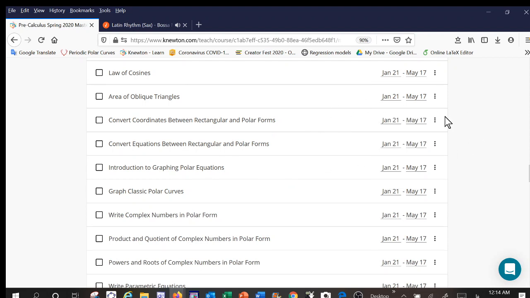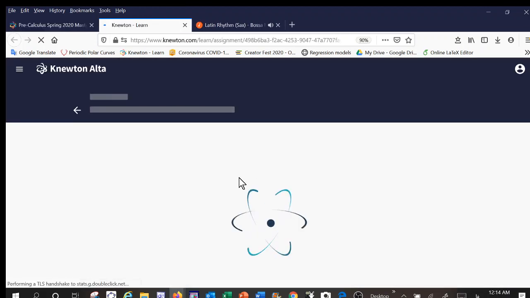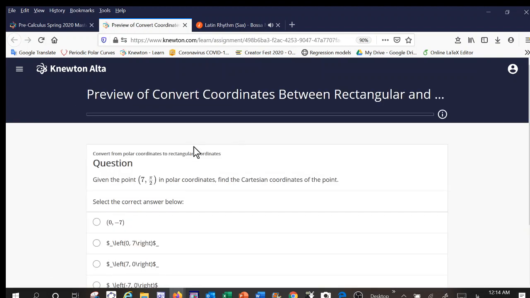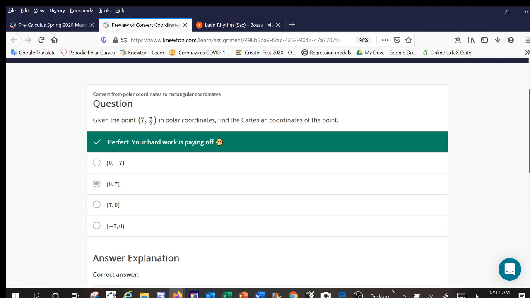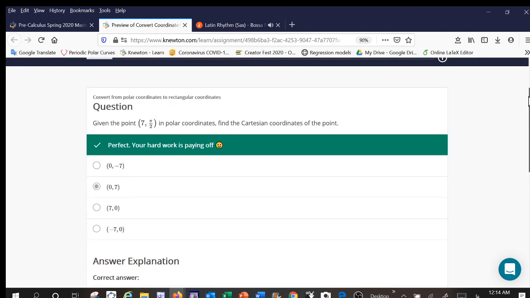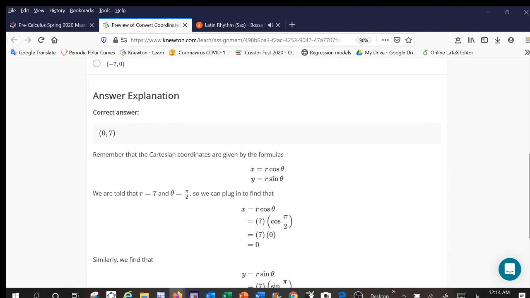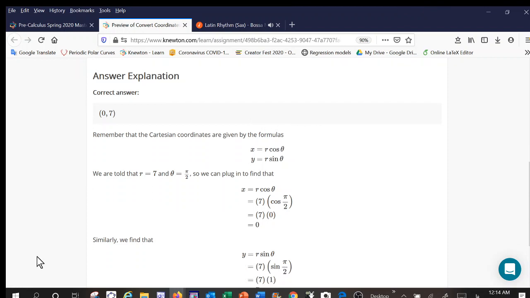And it says convert between rectangular and polar form. So let's do that. It's too few. I'm sure you can do it. So given the point 7 pi over 2 in polar coordinates, find the Cartesian coordinates of the point. So I'm going to show you the work quickly. So we know that, so we have 7 pi over 2. Let me grab this so I can write on it. There we go.